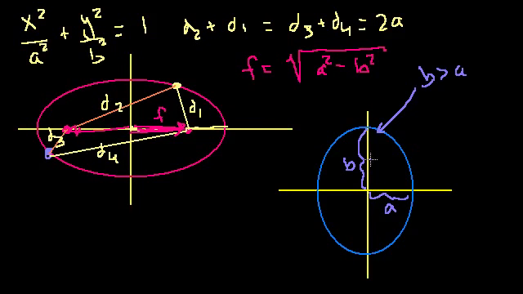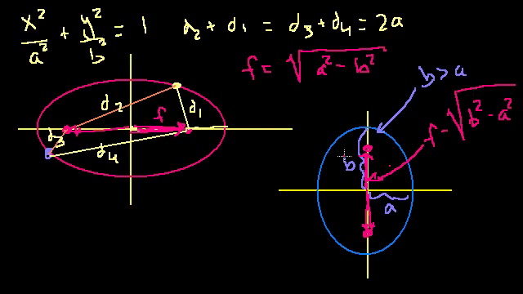And in this case, the foci are always going to lie along the major axis. And in this case, the major axis is the vertical axis. So the foci are going to sit here and here. The focal lengths are going to be vertical down from the origin and vertical up from the origin. And instead of it being a squared minus b squared, now since b is larger than a, the focal length is going to be the square root of b squared minus a squared. Fair enough.